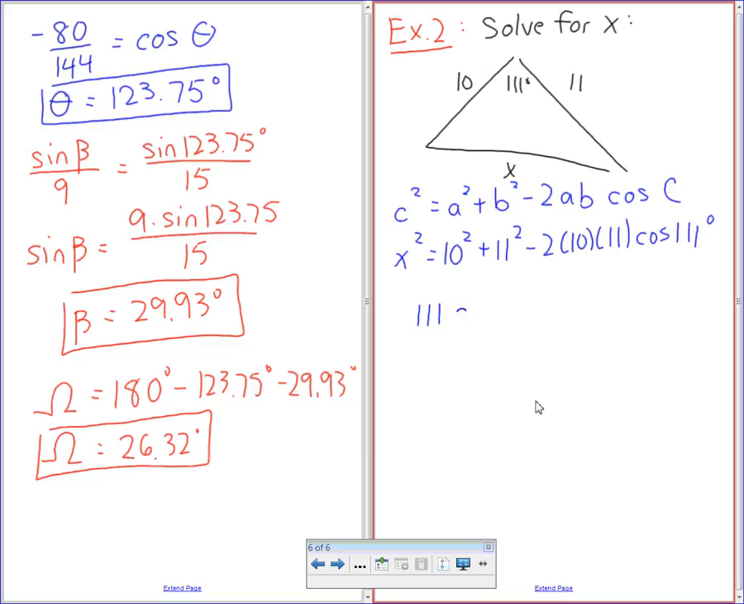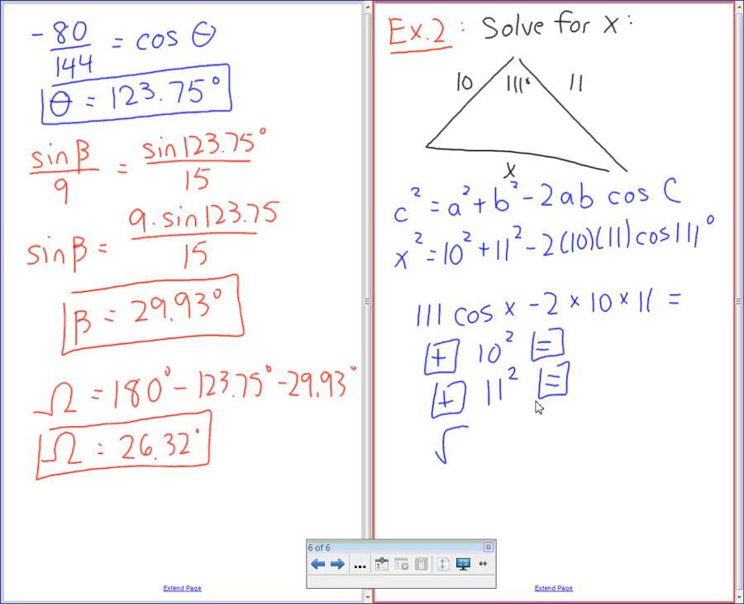So 111, then I type in times -2, times 10, times 11, equals, then plus 10 squared equals, then plus 11 squared equals, and I do square root. That's what I have to do on my own calculator right there. So if you got a calculator that you don't know how to work, that's how you would have to do it.